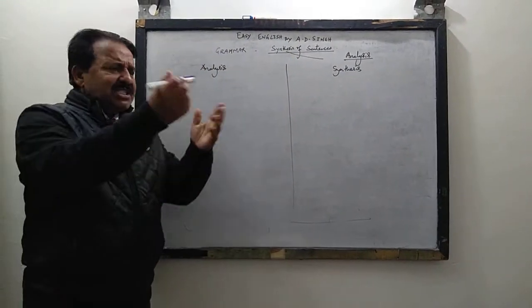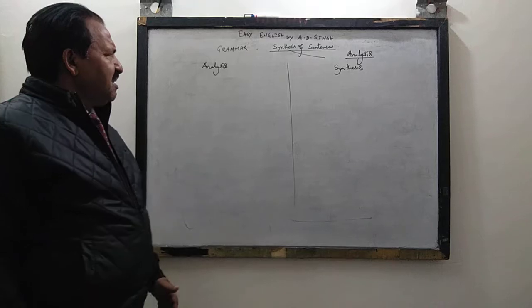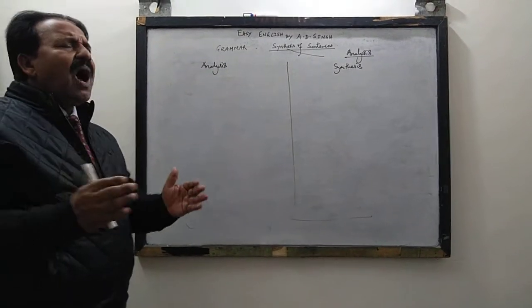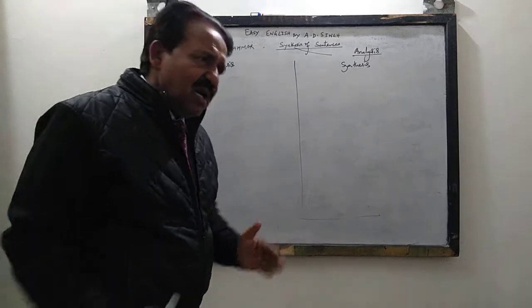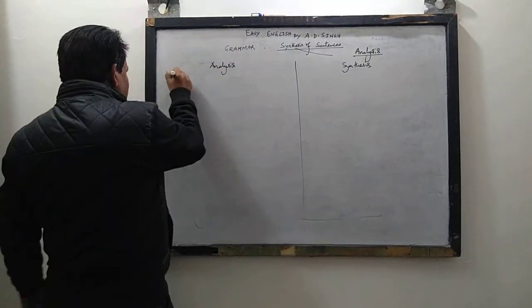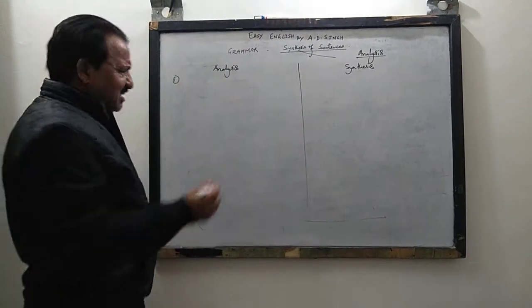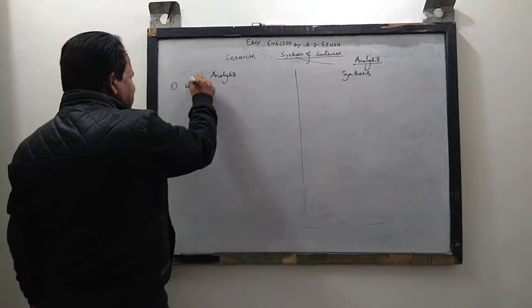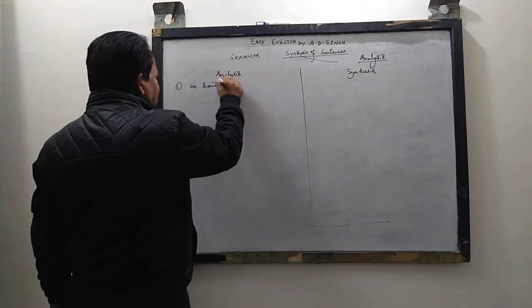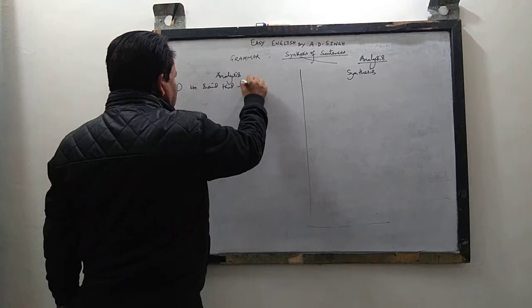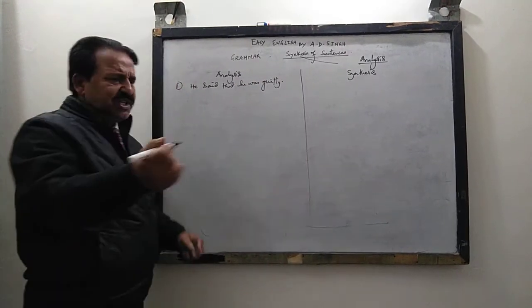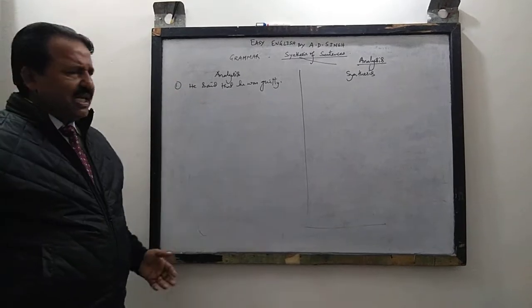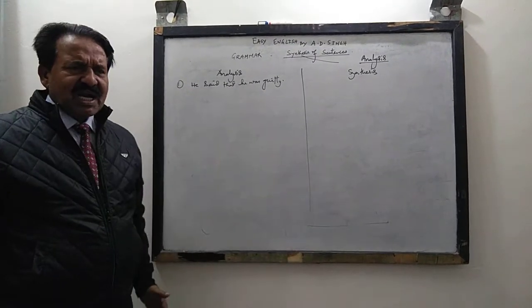Well, you'll ask, Sir, tell us how to analyze a sentence. I'm just giving you an example. Look at that: He said that he was guilty. Look at that sentence, please. Now, Ritik. Yes, sir. Obviously, there are two clauses.